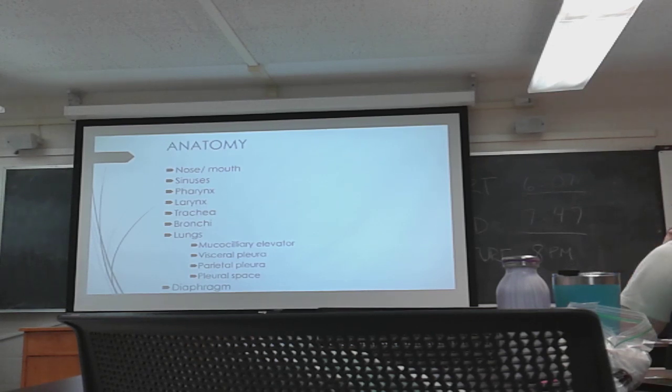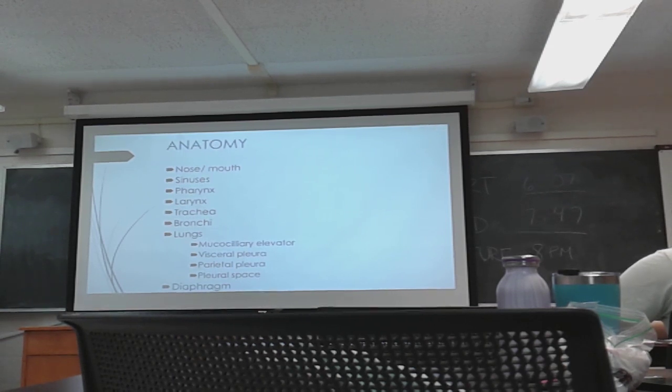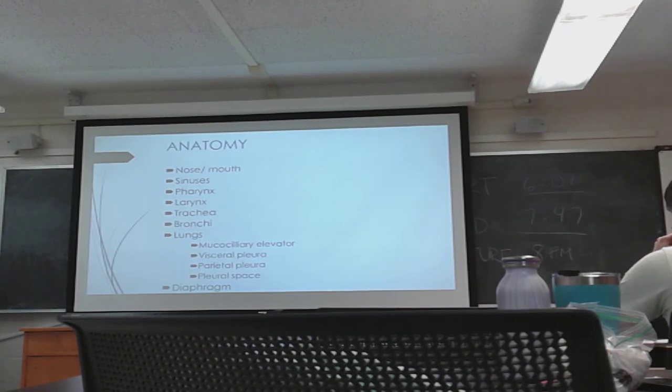And the pleural space, the pleural cavity, is between the visceral and parietal pleura. The diaphragm is at the bottom. What does the diaphragm do? It expands and contracts with inhalation and exhalation, and divides the abdomen from the pleural cavity.